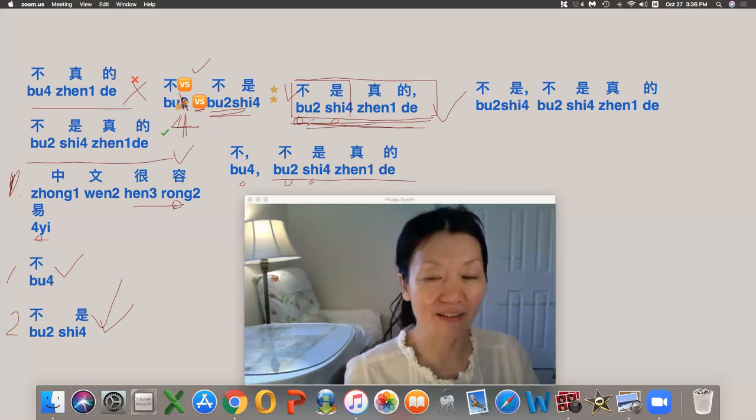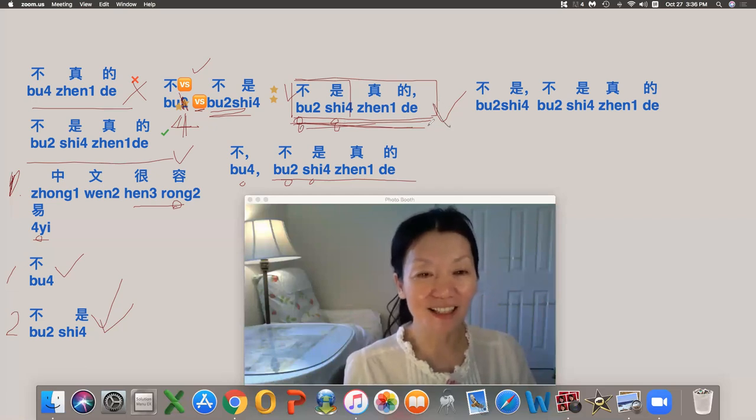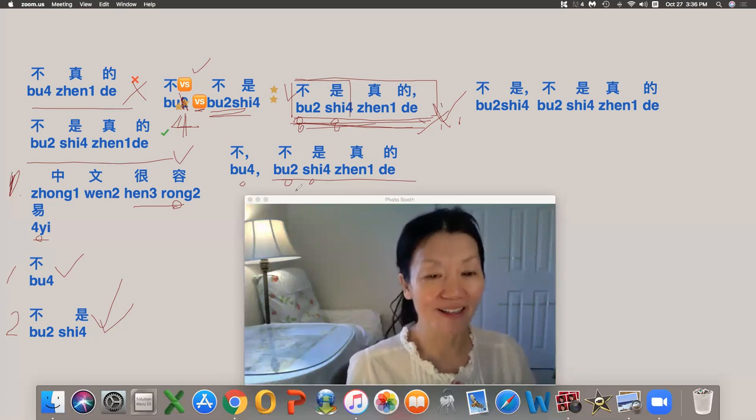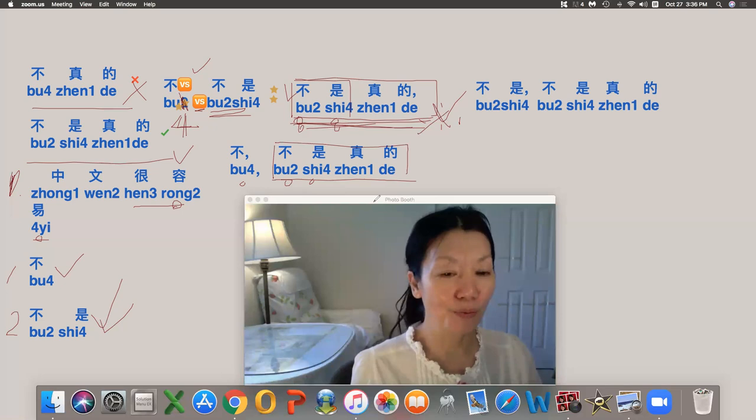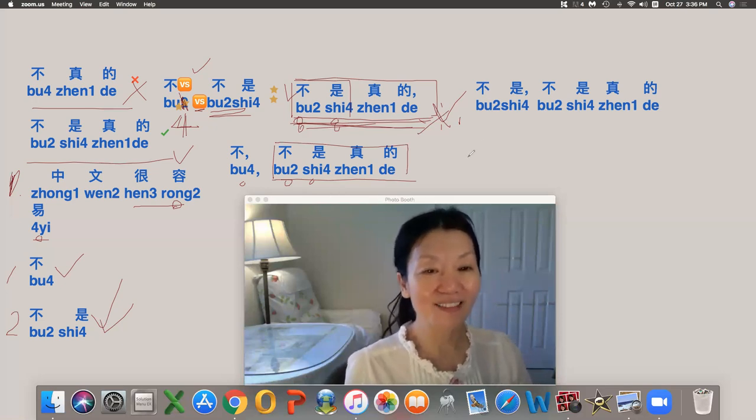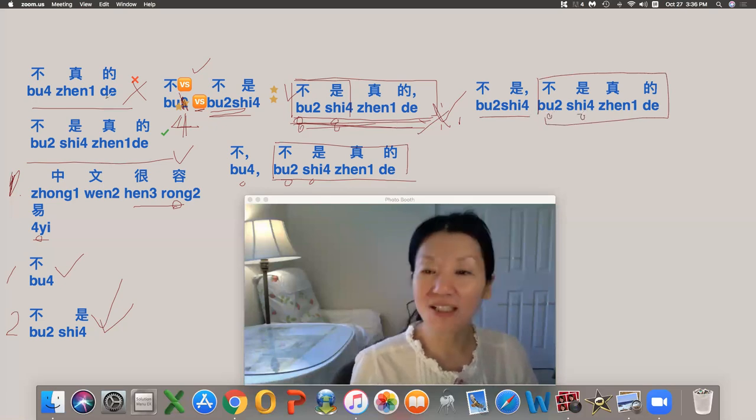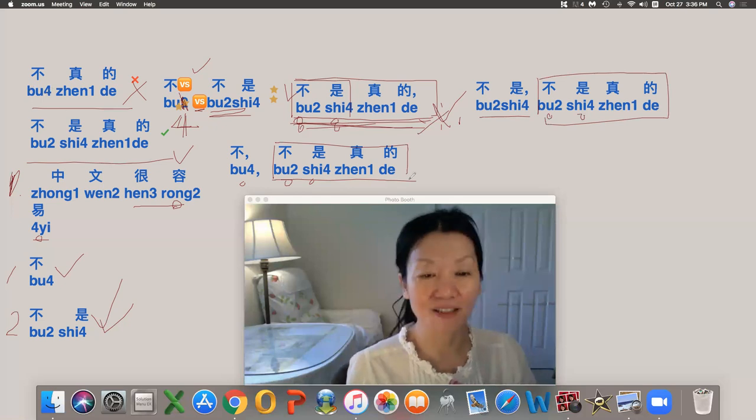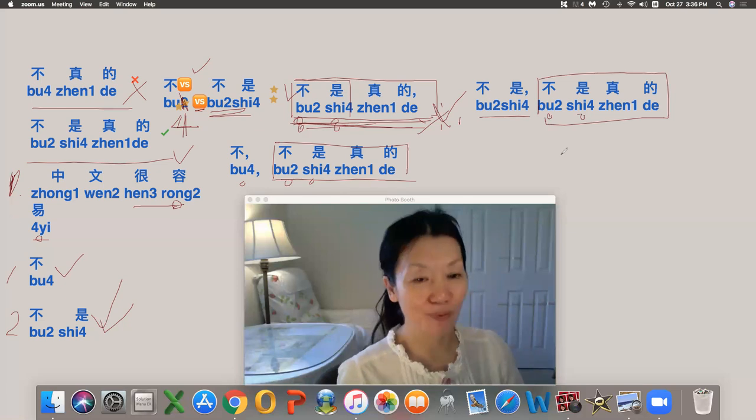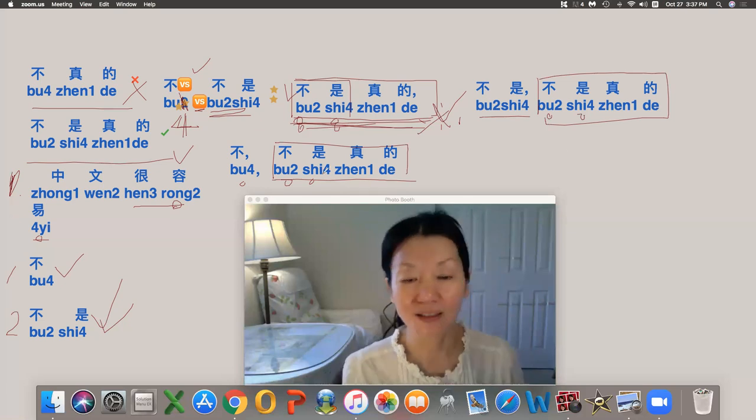You know why, okay? In the sentences, we don't say 不, we need to keep 不是. 不是真的. Here is the answer. Or you can say no, not really, in Chinese 不, still 不是. Because in the sentence, 不是真的, look here. Do you see I don't say 不真的? I don't say that. I say 不是真的.